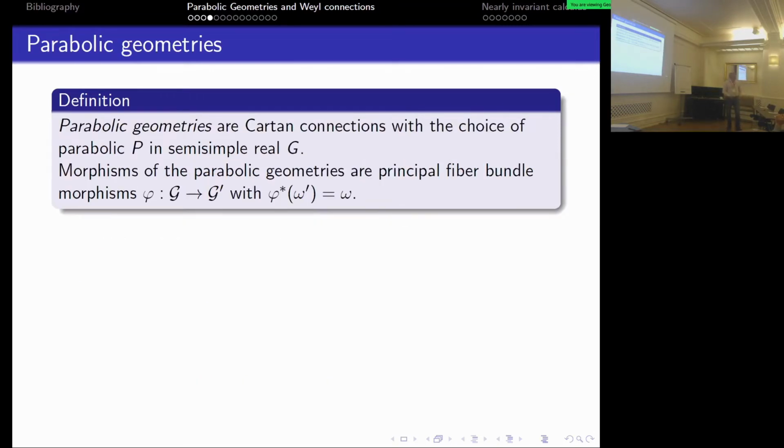Now, what are the parabolic geometries? So I come to the beginning of the explanation of what the title means. Parabolic geometries are simply the Cartan geometries with special choices. You can take any semi-simple Lie group G and any parabolic subgroup P. A parabolic subgroup is any subgroup which contains a Borel subgroup.